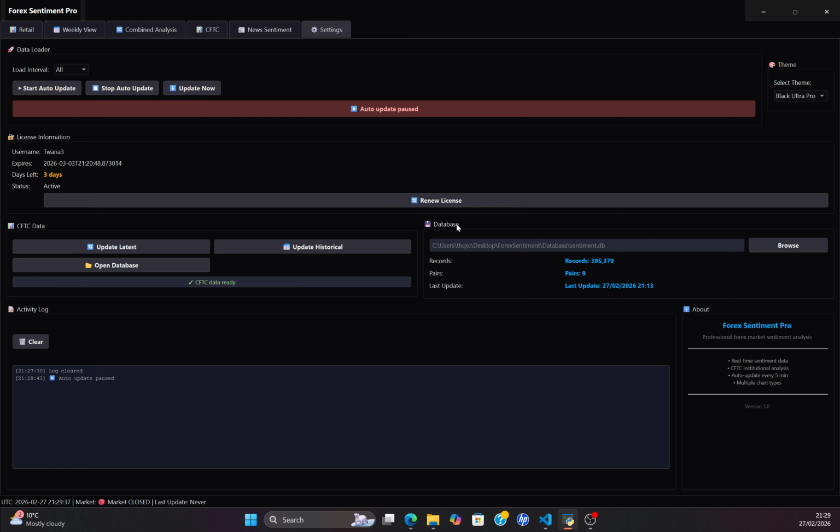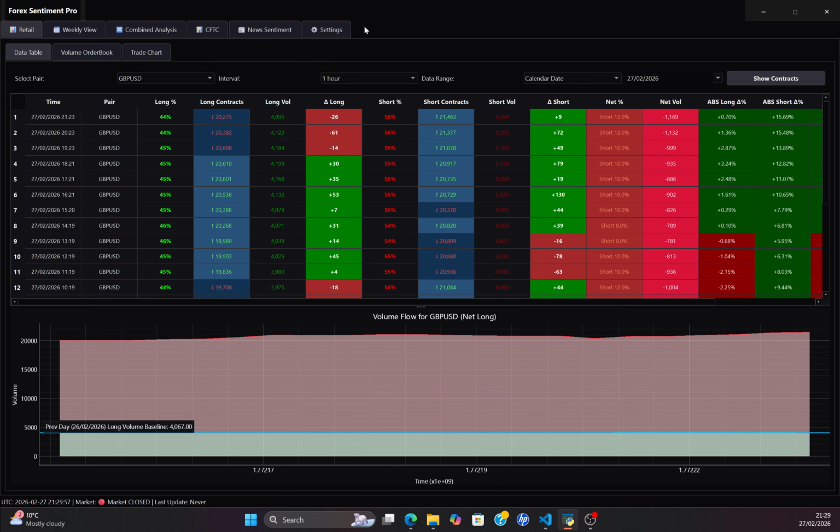Just on the right side, you have the database status, and then at the bottom, which is very handy to keep an eye on always. If you have any errors, feel free to feed it back to me so I can fix that. Yeah, so that was all about the settings tab.